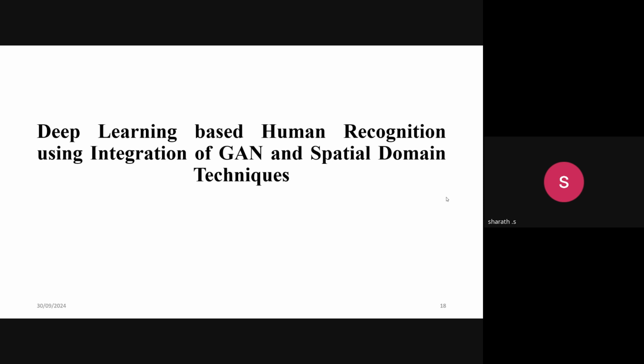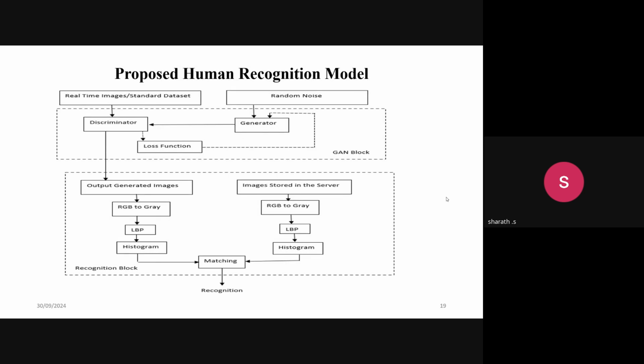The basic working remains the same. You have a generator and a discriminator. You train the generator, you train the discriminator, and we have named that GAN DT GAN, domain transfer GAN. Using a single image, we have generated 24 dissimilar faces with different makeup and style, and we are able to match using the spatial domain techniques. So this is the proposed human recognition model.